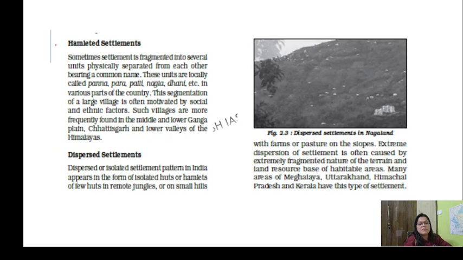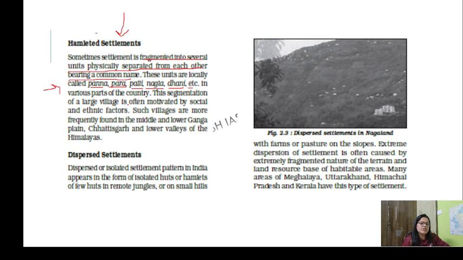Okay, then comes hamleted. Sometimes settlements are fragmented into several units physically separated from each other, bearing a common name. These units are like Panna, Para, Pali, Nagla, Dhani. Dhani is used in our Rajasthan, and these are used in various parts of the country. Very important. Panna, Para, and all these are hamleted settlements. Mark it important. Okay.